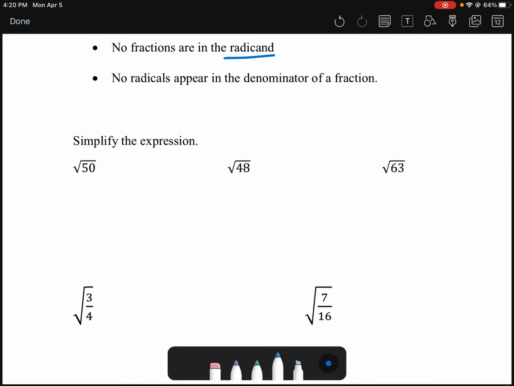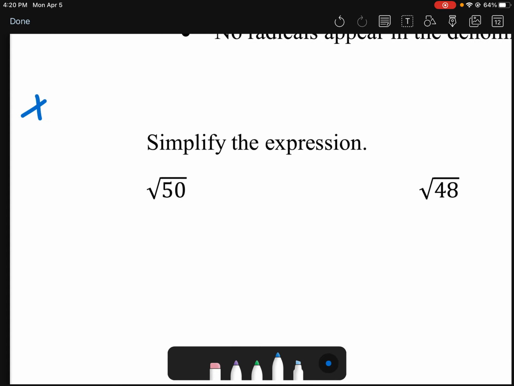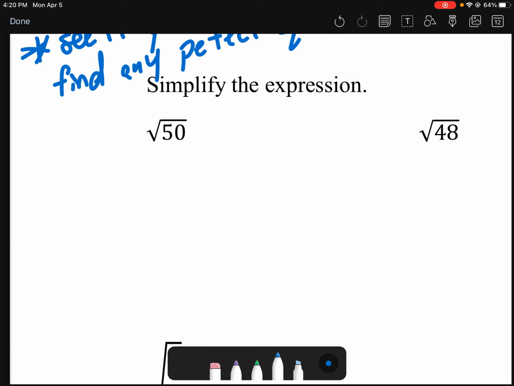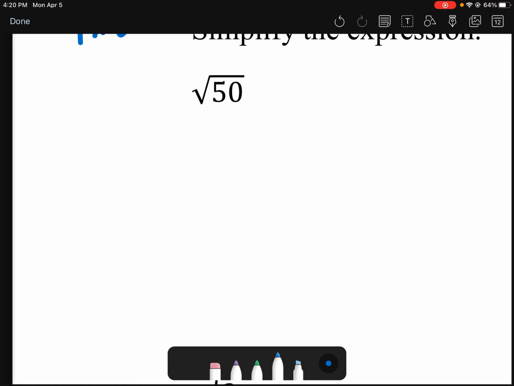So when simplifying our radicals, big thing, see if you find any perfect squares. We should all know our perfect squares at this point. So when looking at the square root of 50, what perfect square can go into the number 50? Immediately, I'm thinking of 25. I can take 50 and divide it by 25 and get 2.